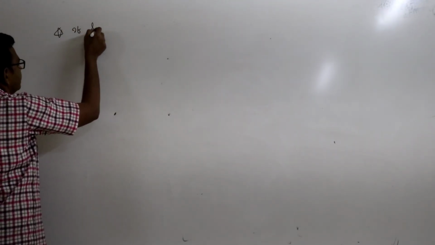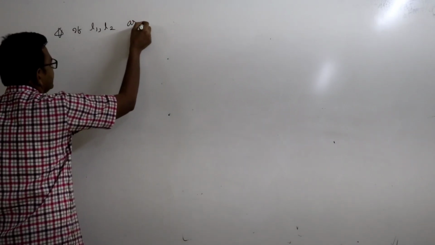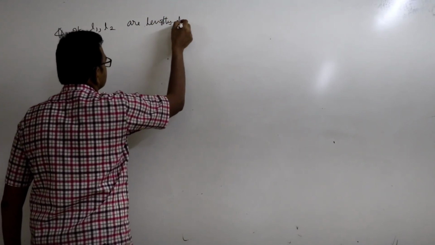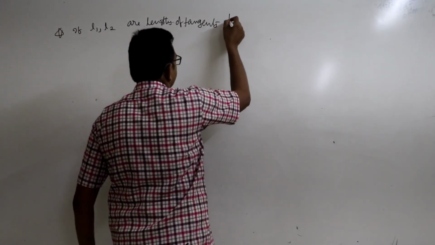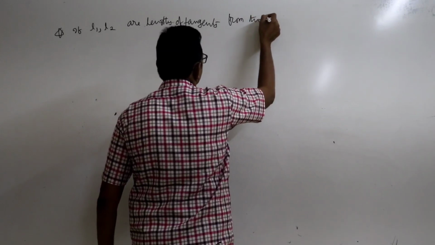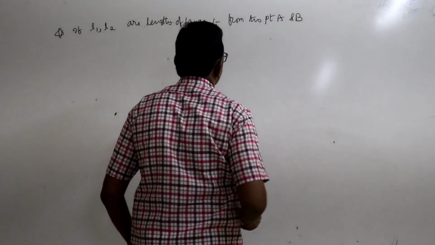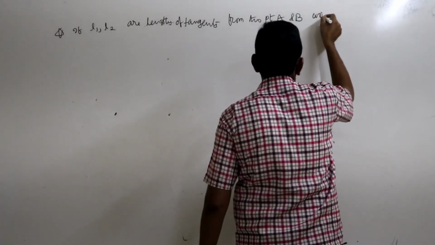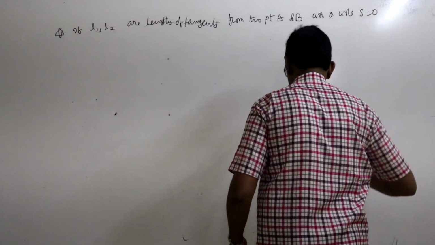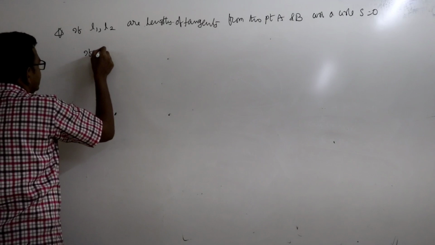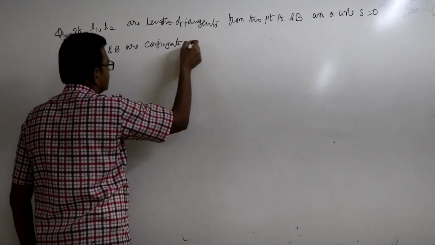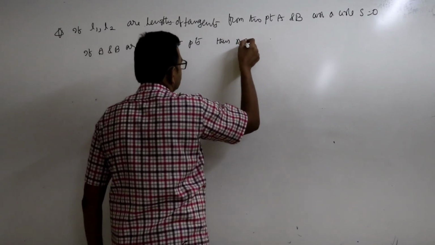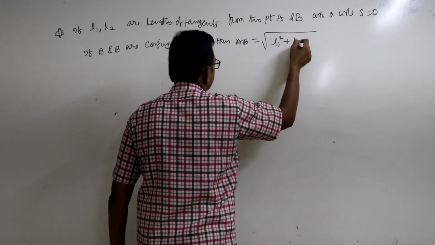Next point: if L1, L2 are lengths of tangents drawn from two points A and B with respect to a circle S equal to 0, and if A and B are conjugate points, then AB is equal to root of L1 square plus L2 square.